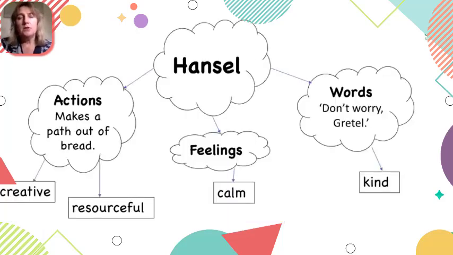We could guide students as a class to make mind maps for both Hansel and Gretel using these categories to bring out a deeper understanding of their characters, asking questions as they do so, such as, what does Hansel do? What does this show us about him? What do we call people who have lots of ideas? And so on.